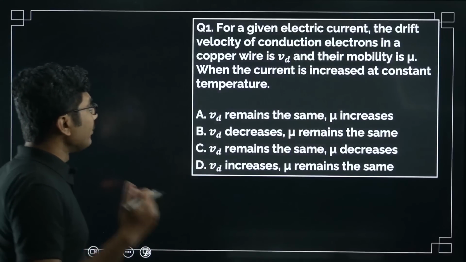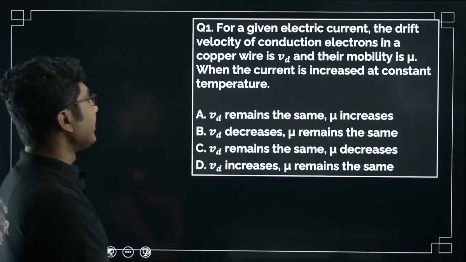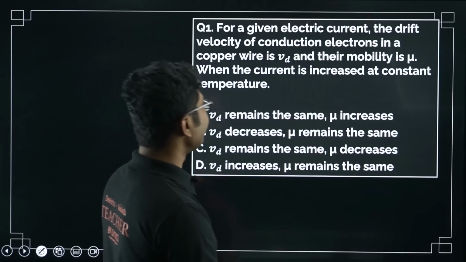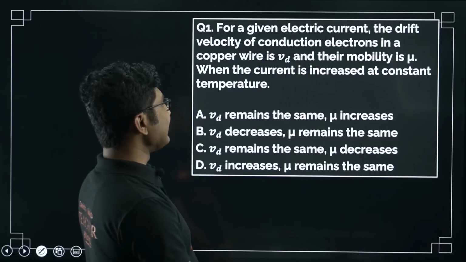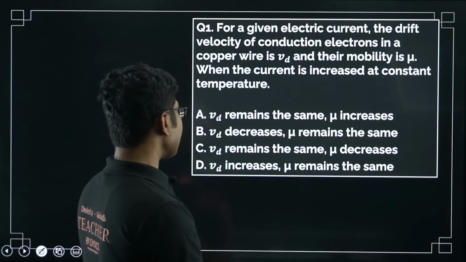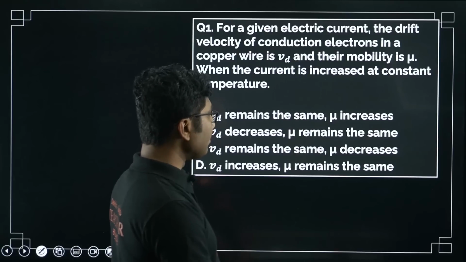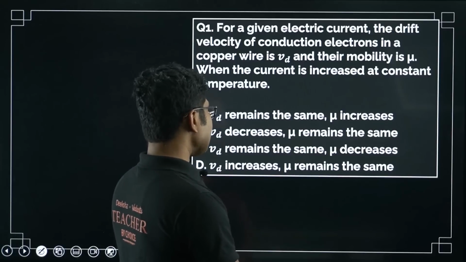Let's start with the first question. For a given electric current, the drift velocity of conduction electrons in a copper wire is Vd and their mobility is mu. When the current is increased at constant temperature: Vd remains the same, mu increases; Vd decreases, mu remains the same; Vd remains the same, mu decreases; Vd increases, mu remains the same.